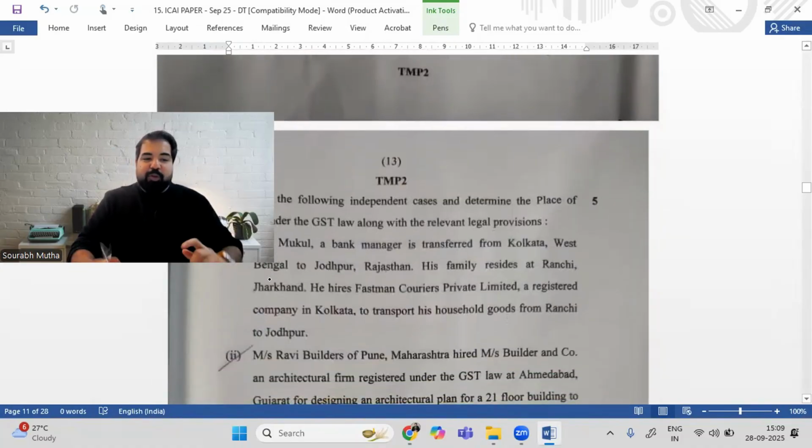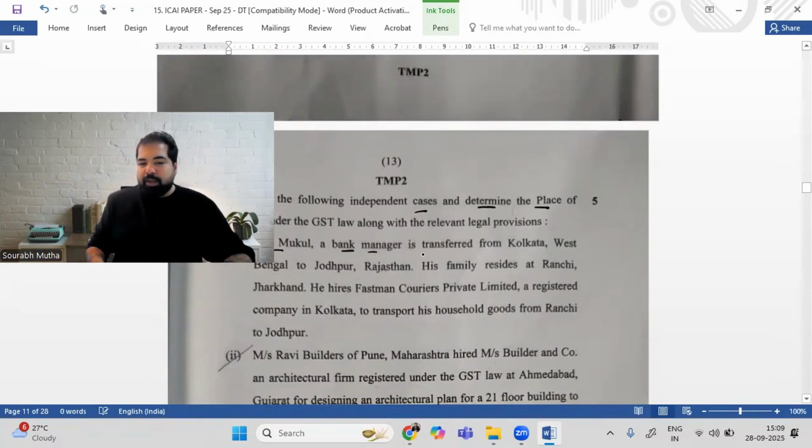We progress, we promote ourselves to question number 6B. Examine the following independent cases and determine the place of supply. My favorite chapter, because all you need to know is which is the place of supply. This is section 12 and section 10 for goods, 12 for services. Let's see the first one.